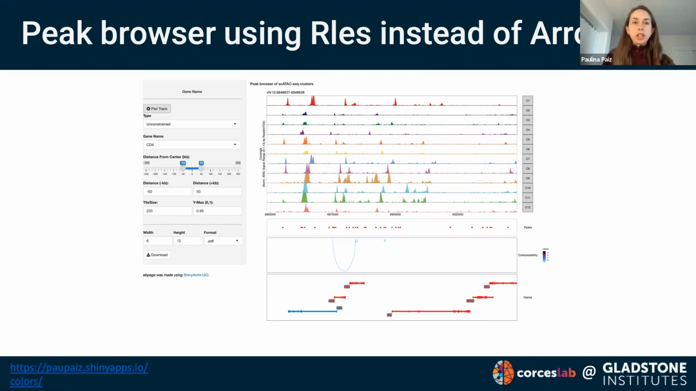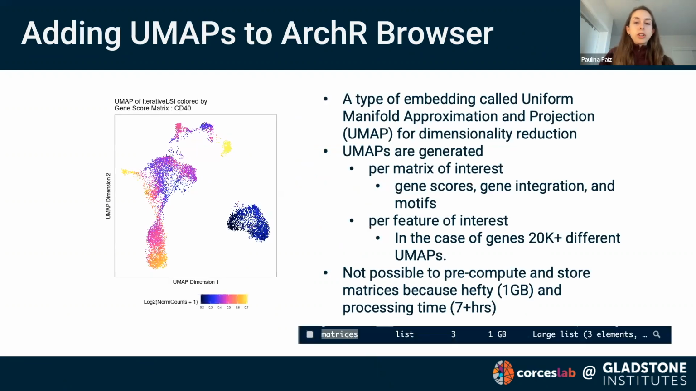But in addition to just mapping the peaks and co-accessibility and genes, we also wanted to add another type of visualization that is very helpful for sequencing data, which is called UMAPs. UMAP, if you're not familiar with them, stands for Uniform Manifold Approximation and Projection. They're very useful for dimensionality reduction and for understanding what kinds of cell types you have in your data.